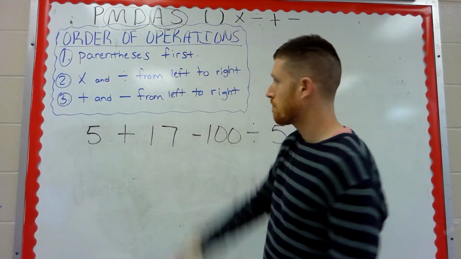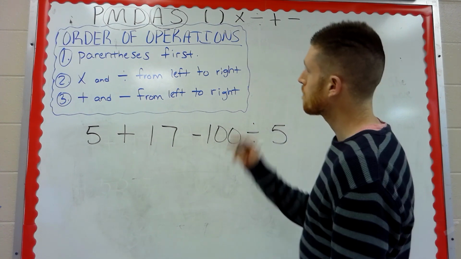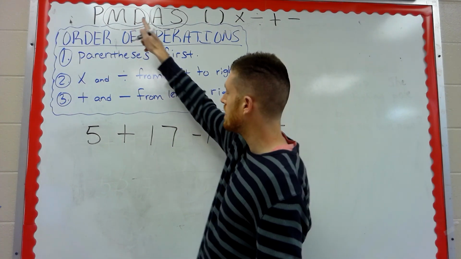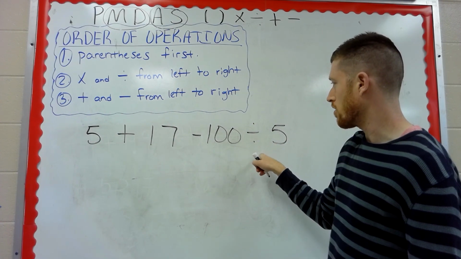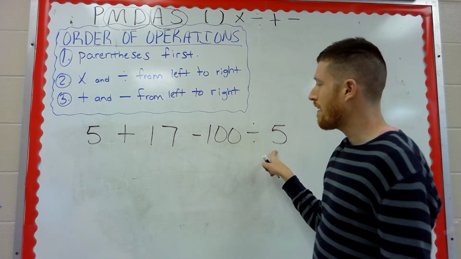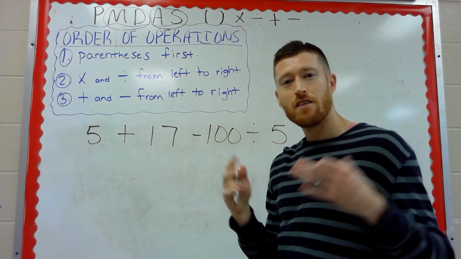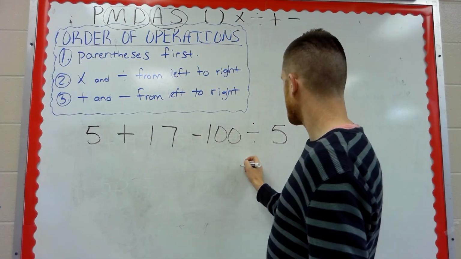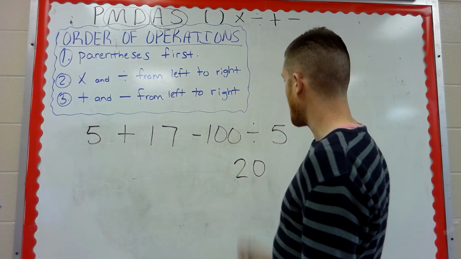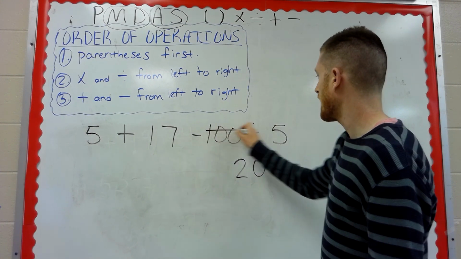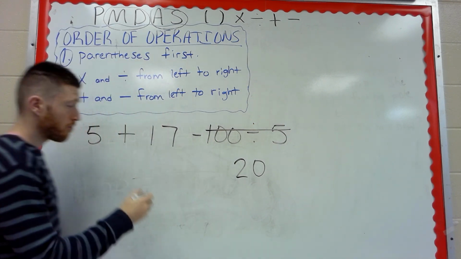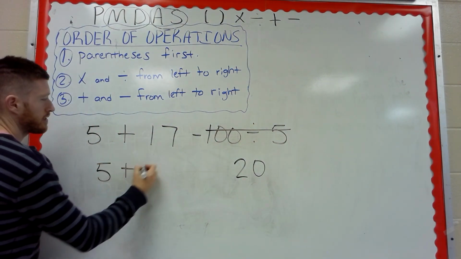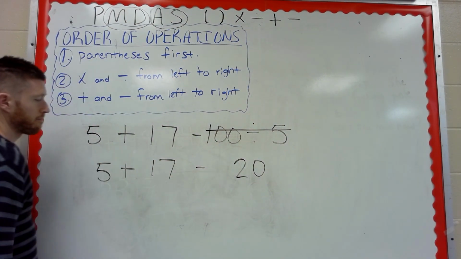So again, we can skip step 1 on this one. Skip the P in PEMDAS. Let's move to the M and the D. There is no multiplication, but there is division. So we have to do that first. So it's 100 divided by 5. If you have 100 and you divide it into 5 groups, you get 20, because 20 times 5 is 100. And you're going to mark that out. We're done with that. And then we're going to copy, remember, the rest of it down. So 5 plus 17 minus 20.